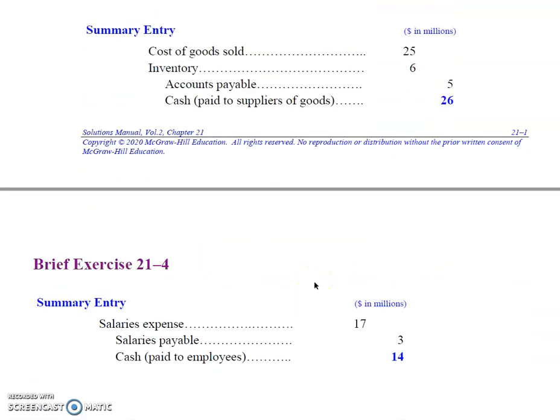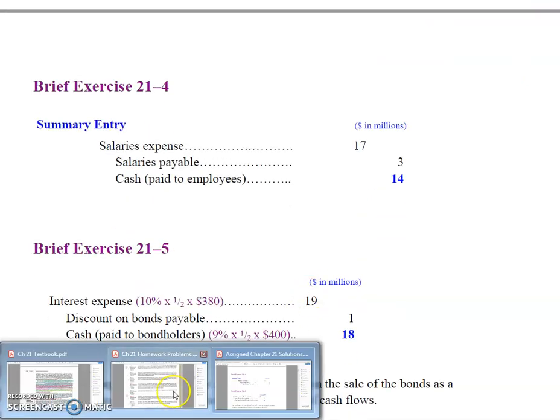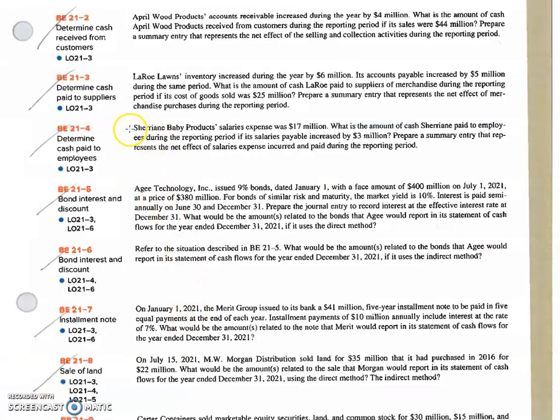Okay, let's move on to brief exercise 21-4. Right here, Sherry Ann Baby Products salaries expense was $17 million. What is the amount of cash Sherry Ann paid to employees during the reporting period if its salaries payable increased by $3 million? Prepare summary journal entry that represents the net effect of salaries expense incurred and paid during the reporting period. Now again, we have salaries expense of $17 million.